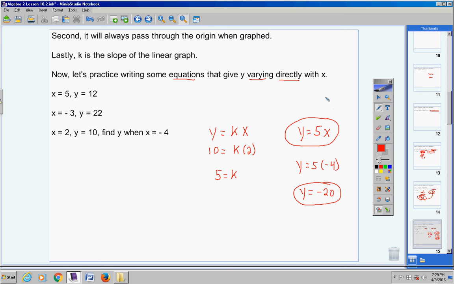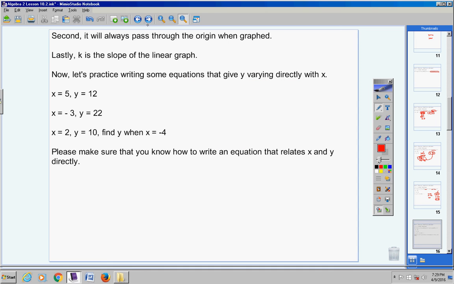So it's a two-step problem, or a two-part problem. First, write the direct variation equation. I did that. Then once you've written the equation, find y when x equals negative 4. So where the x is, you put a negative 4. Okay? Just that simple, guys. It's not difficult. Pretty simple. Please make sure that you know how to write an equation that relates x and y directly. What's the model for directly? Y equals kx. Alright, moving on.